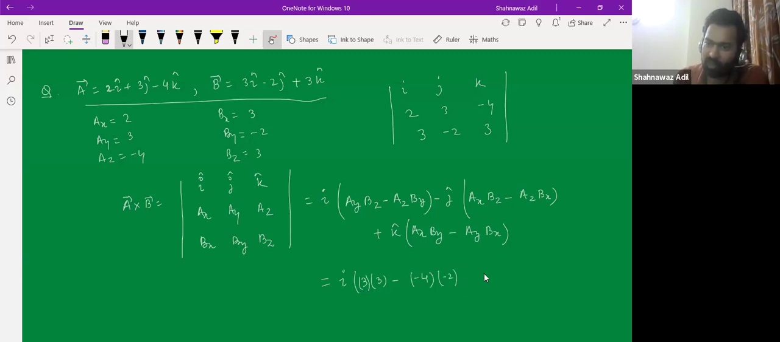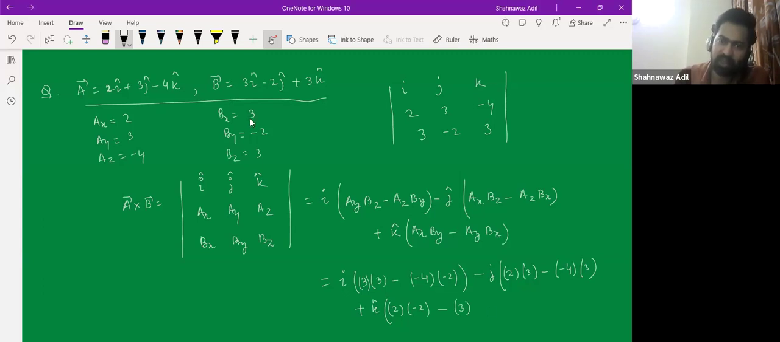So this is the one. And then j: AX is 2. BZ is 3. AZ is minus 4. And BX is 3. And then we have k. So AX is 2. BY is minus 2. And then minus AY, which is 3, and BX is 3. So everything we have substituted.